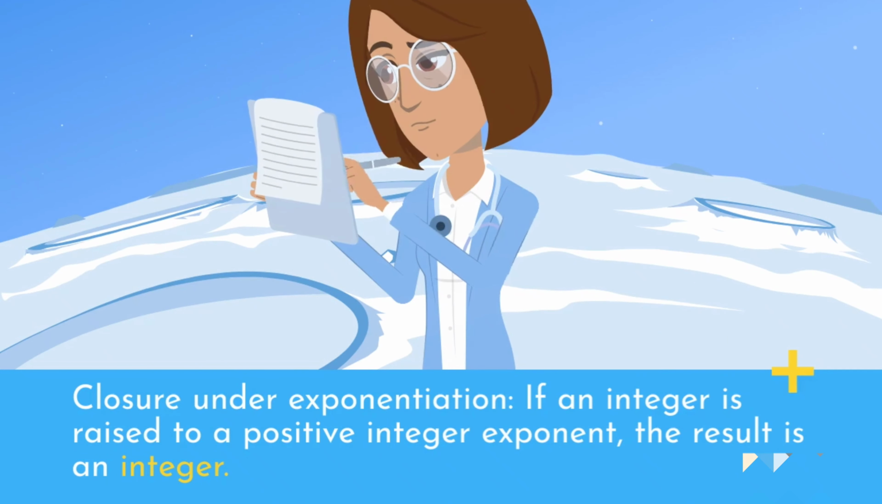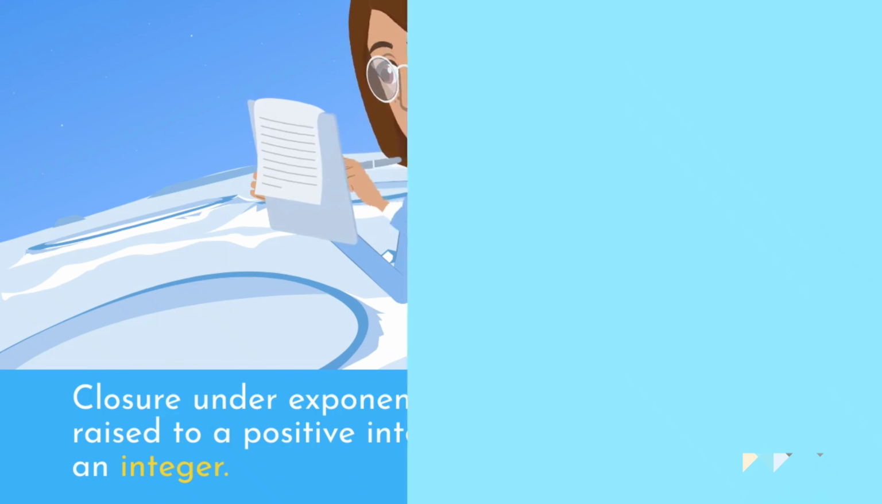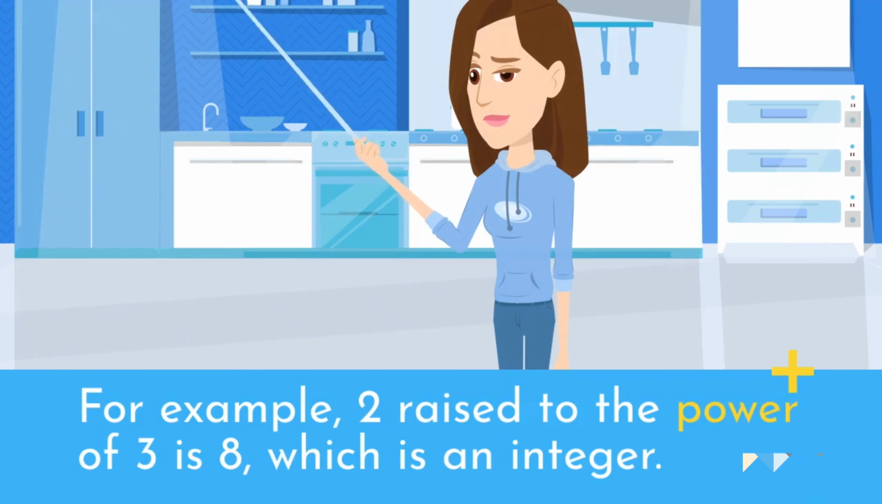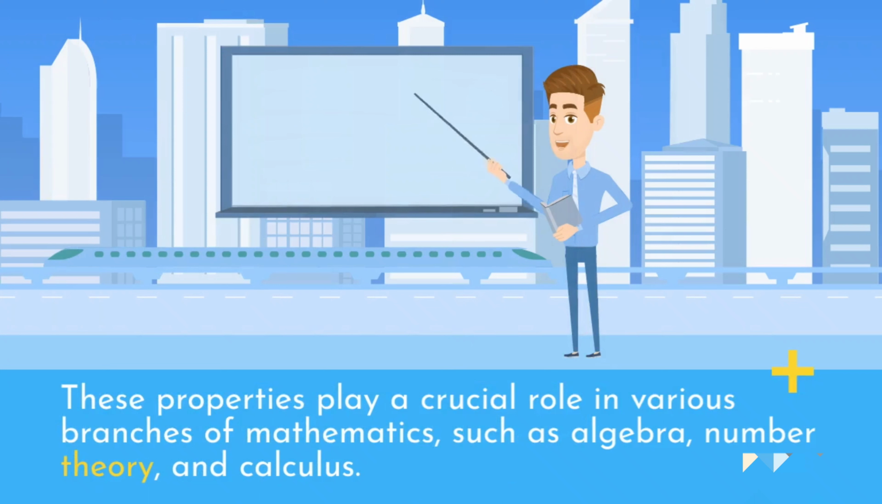Closure under exponentiation. If an integer is raised to a positive integer exponent, the result is an integer. For example, 2 raised to the power of 3 is 8, which is an integer. These properties play a crucial role in various branches of mathematics, such as algebra, number theory, and calculus.